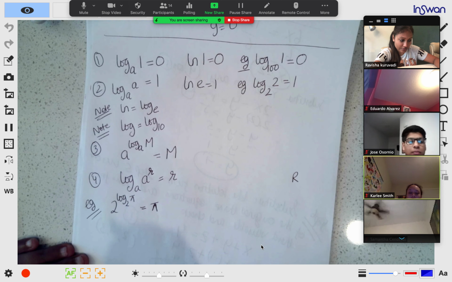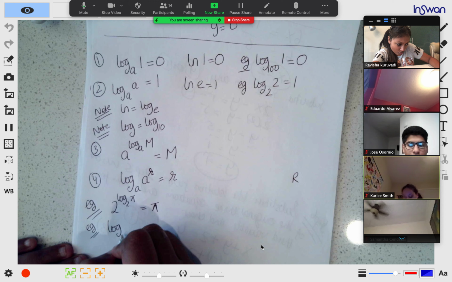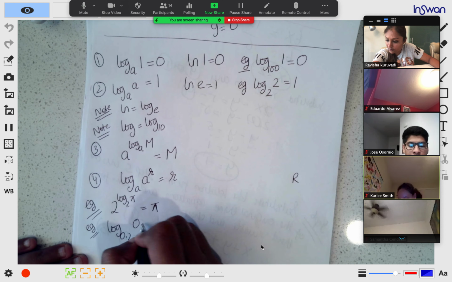Correct. Okay, let's see. Log base 0.2 to the power of negative square root of 2.